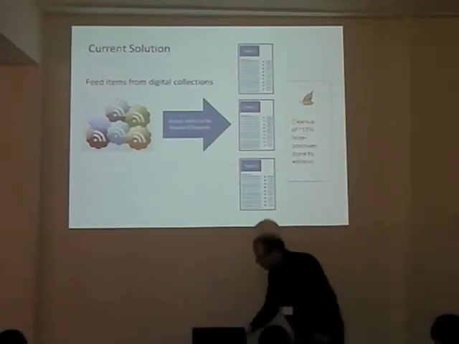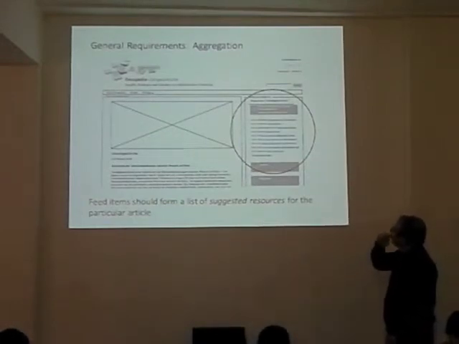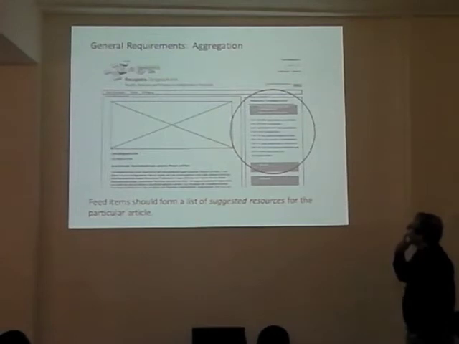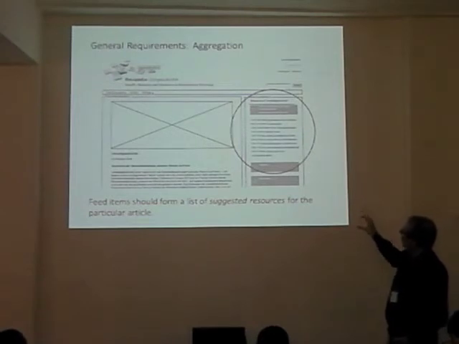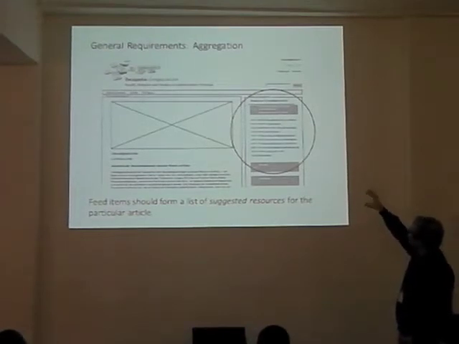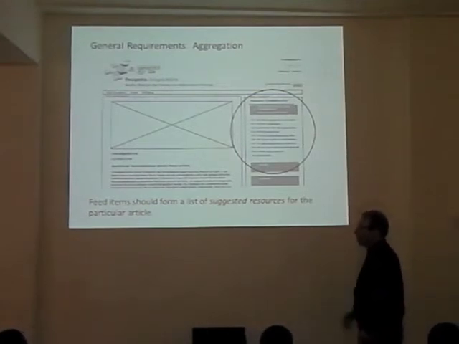So we defined some requirements for these extensions. The first one was that we needed a tool that would aggregate all these different information feeds, where users could also add new feeds, and these feeds should be aggregated into a list of suggested resources for the particular topic of the article. This list should be displayed beside the article on the top of this material area. These are not the selected materials, just the suggestion of which materials should fit or are appropriate for the article.